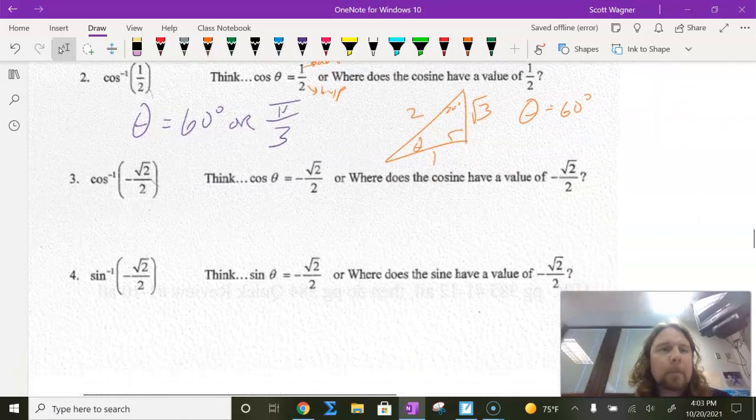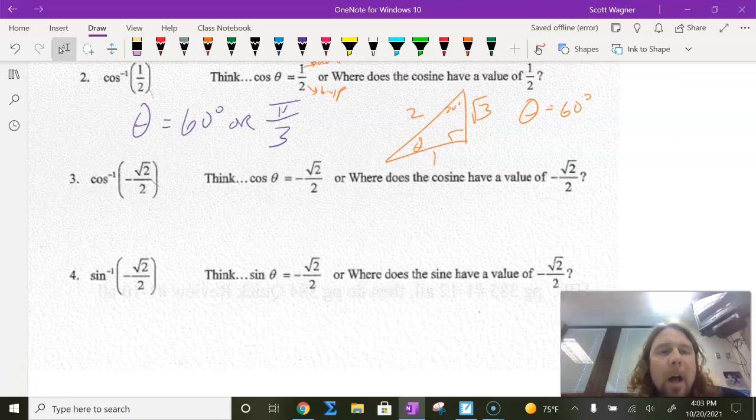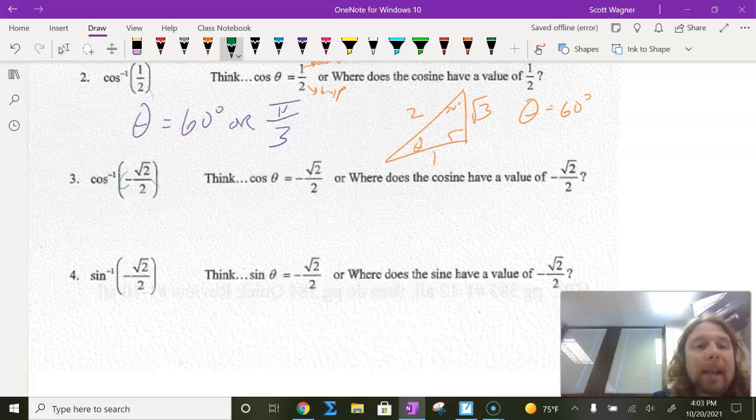All right, here's another one for you. Inverse cosine of negative root 2 over 2. You're asking yourself, the cosine of theta is equal to negative root 2 over 2. Or where does the cosine have a value of negative root 2 over 2? Be careful on this one because now we're dealing with a negative. So just kind of keep that in mind. I'll come back to that in a little bit.